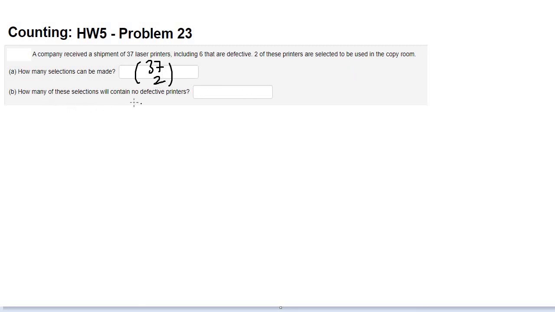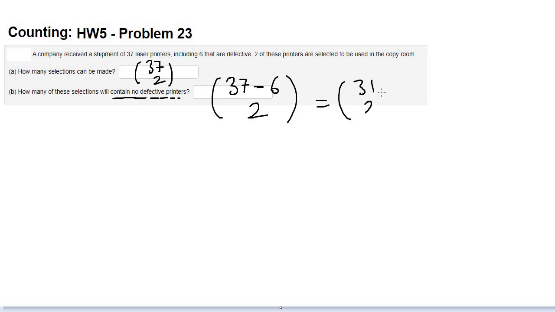How many of these selections will contain no defective printer? So we have a total of 37 printers. We need to subtract the defective ones because that's our restriction. We don't want them. And choose 2. So it's going to be 31 choose 2.